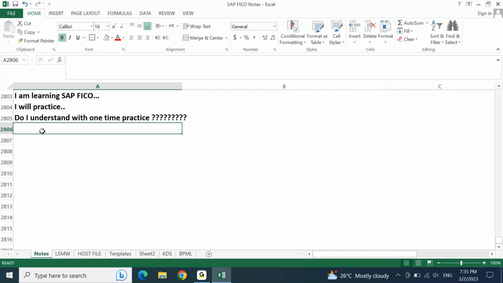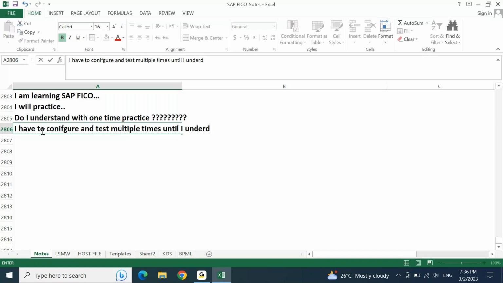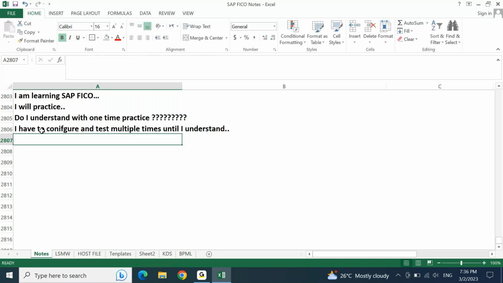I'm good with company code. If I create chart of accounts one time, is that done? No, right? I have to definitely practice multiple times. I have to configure and test multiple times until I understand. Is this correct? This multiple time depends on person to person. I might understand within one config, I might understand it in 2 times, 3 times, 10 times. I may not understand even if I do it 100 times. Possible?